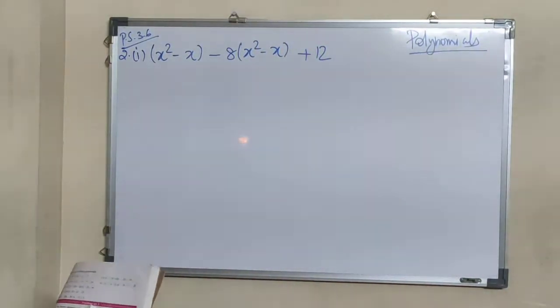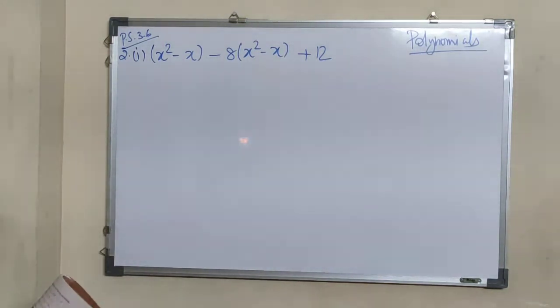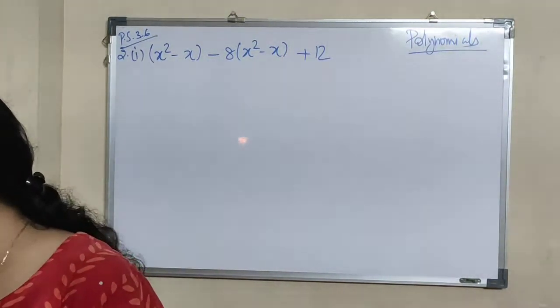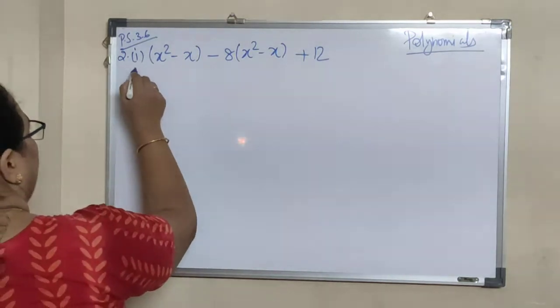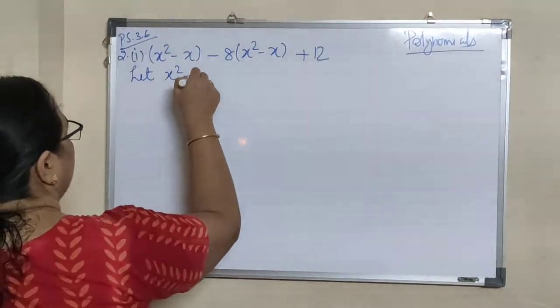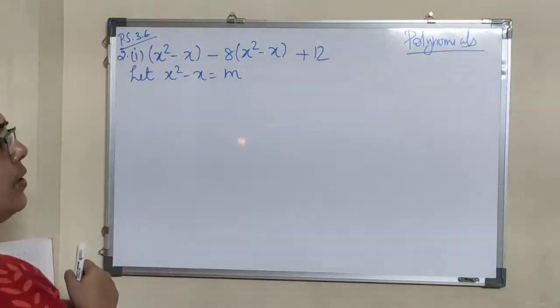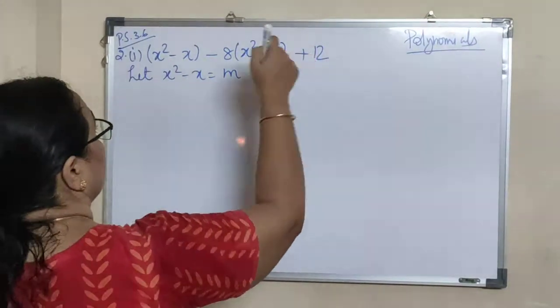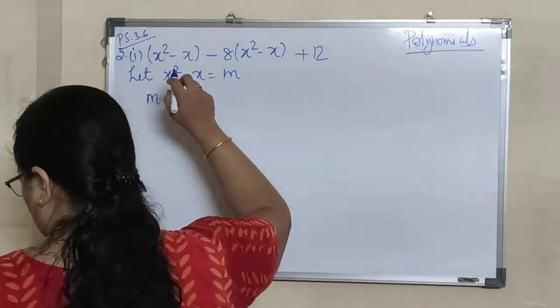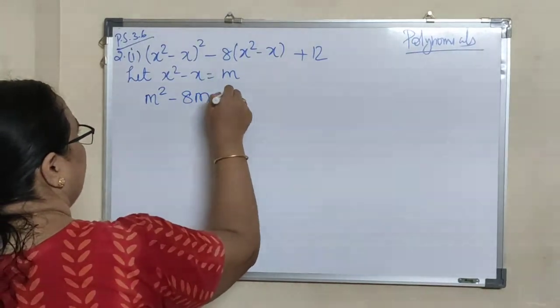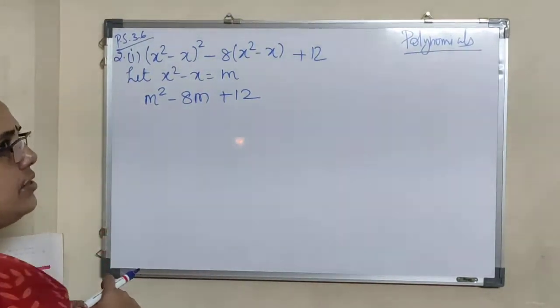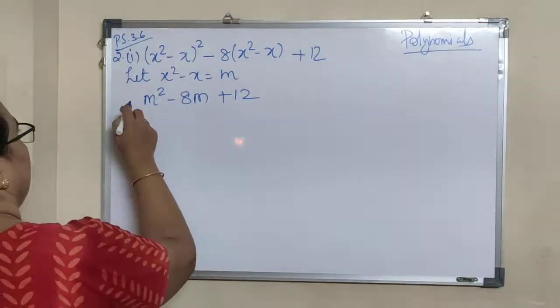Now, looking at the question, can you see the bracket is the same? So what we can do is take the bracket as another variable, a, m or any other variable. So let x square minus x be equal to m. So the existing polynomial becomes m square minus 8m plus 12. The existing polynomial has got converted into this.